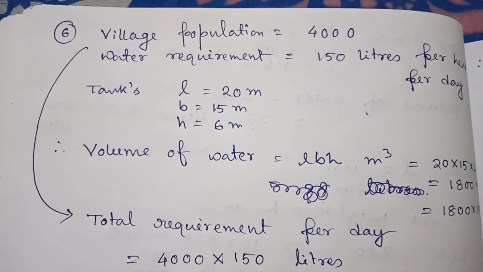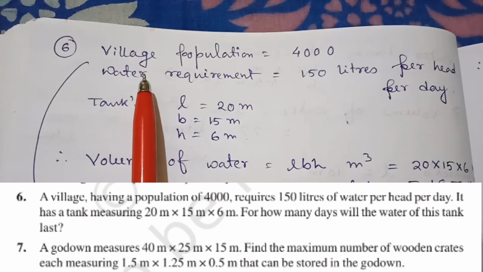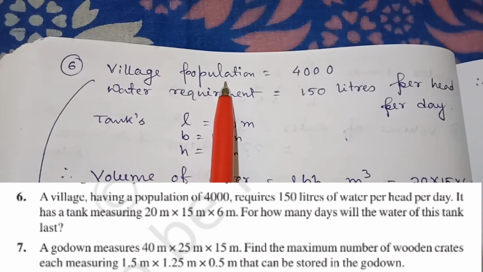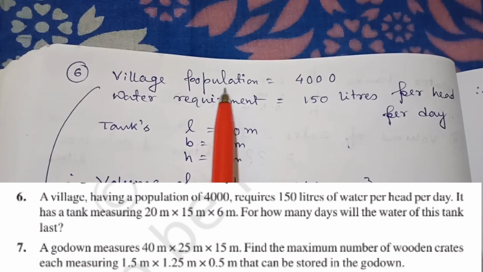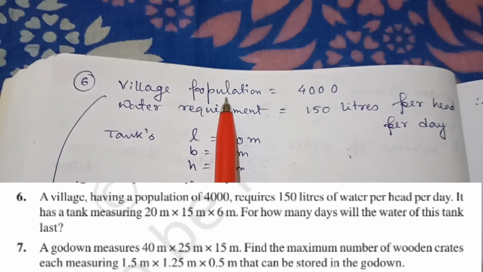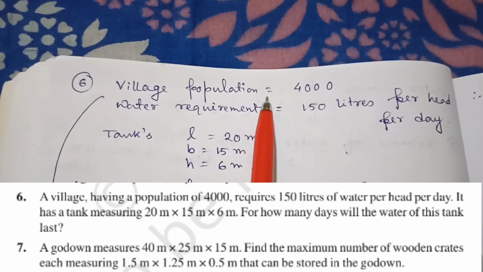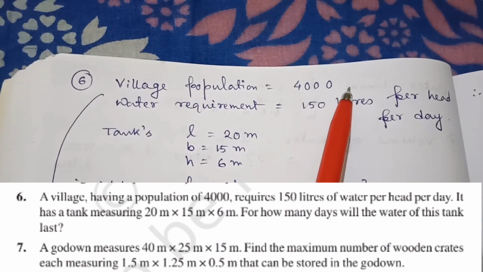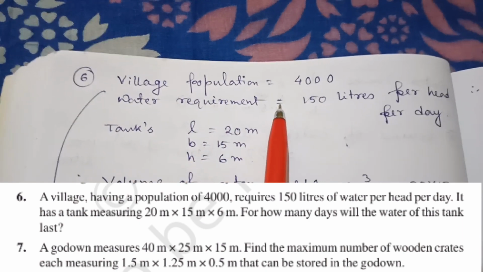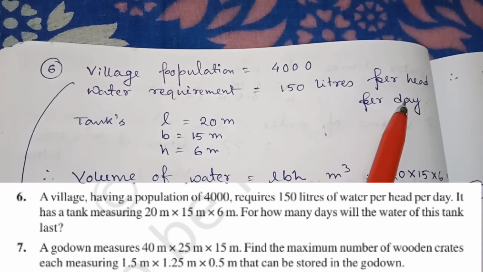Coming to question number 6. Question number 6 is about a village population. Look at the question first, otherwise you will not understand it. In the question it is told that the village population is 4,000 and the water requirement is 150 liters per head per day.